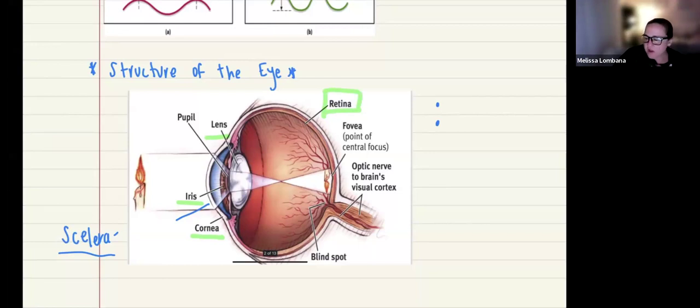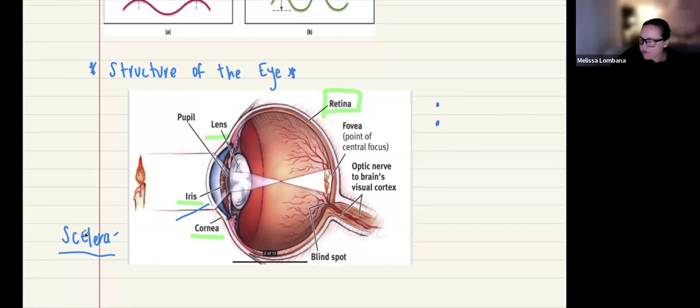Then you have the retina. The retina is very, very important. It's a light sensitive surface that records the electromagnetic energy and then converts it to neural impulses. So then it processes it and sends it to the brain. This is the most complex area in your eye.